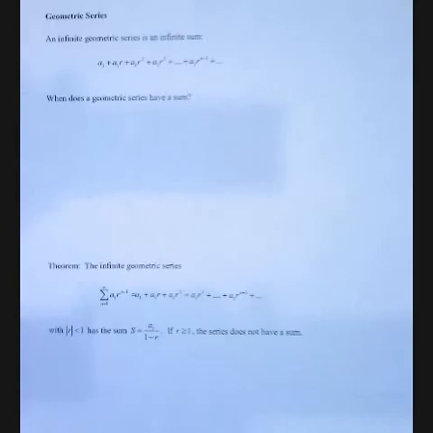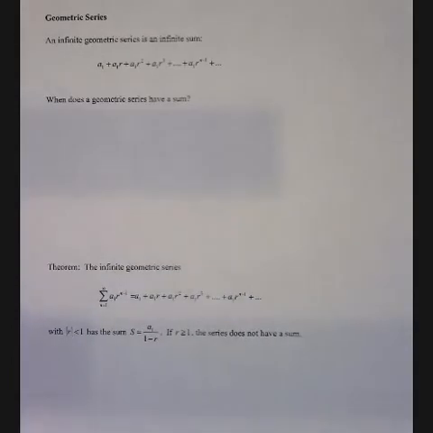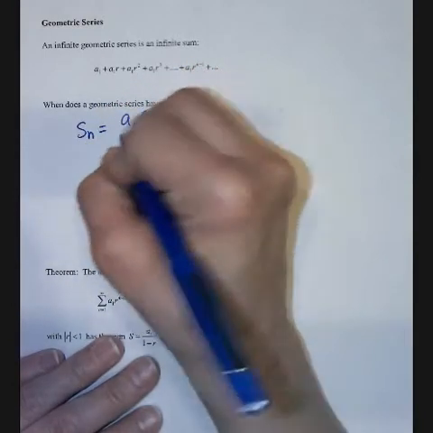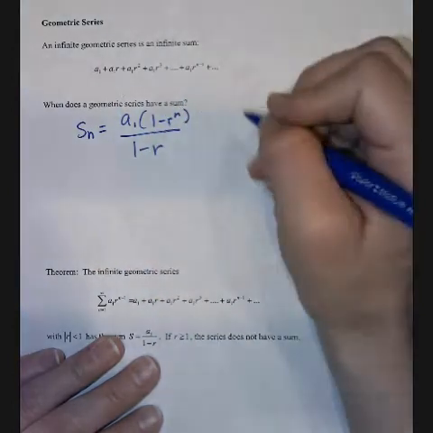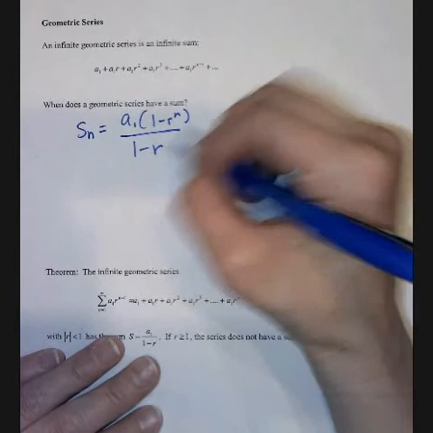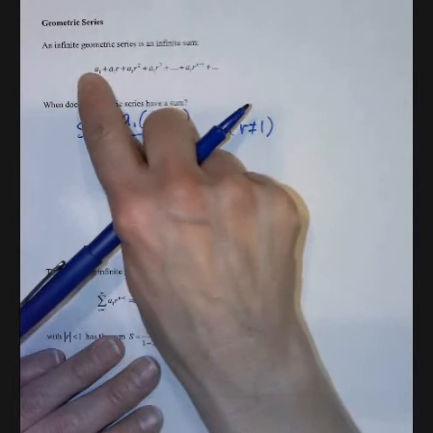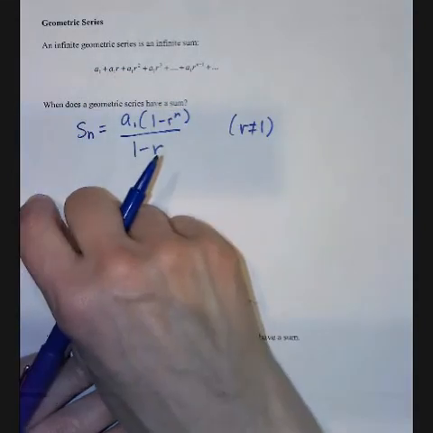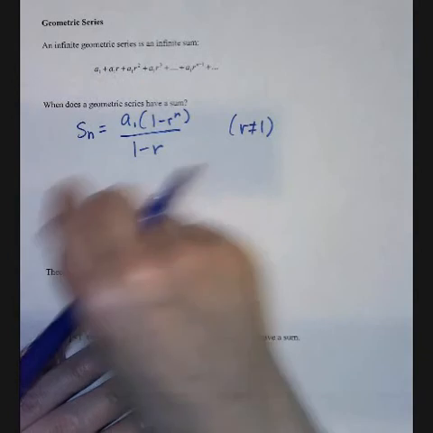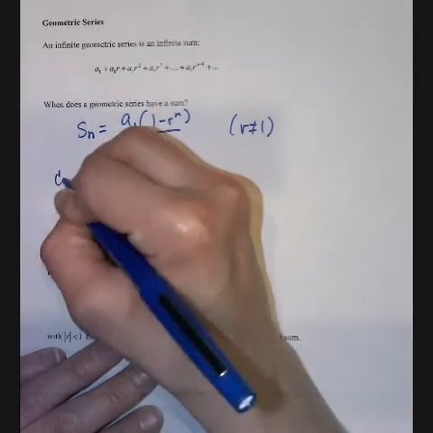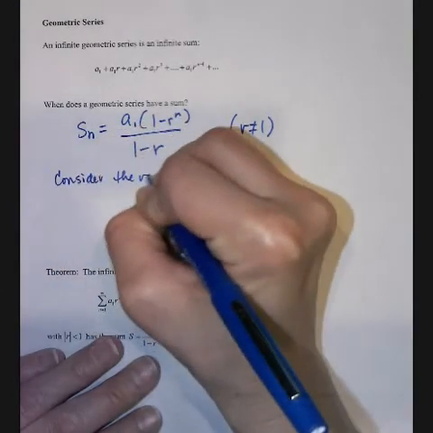But that's not always what happens. It actually depends on the value of r. So if we look at the formula for the nth partial sum, of course, r can't be equal to 1, right? If r is equal to 1, then all the terms are the same. That wouldn't be interesting. That's not geometric. And of course, in the formula, you can't divide by 0. So let's consider the value of s sub n.